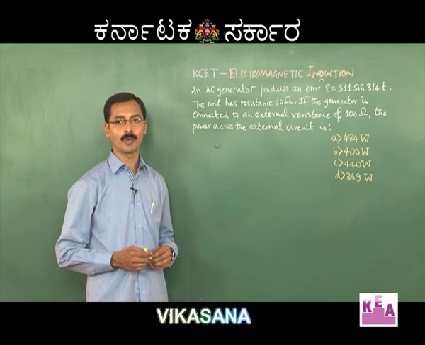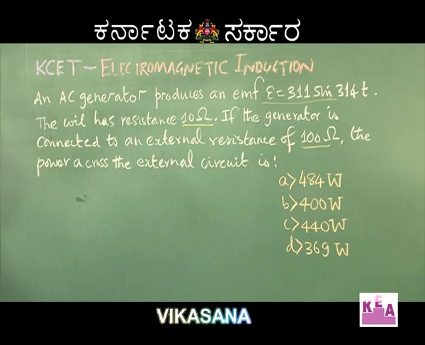Let's solve one more problem on AC generator. An AC generator produces an EMF of E is equal to 311 sin 314t. The coil has a resistance of 10 ohm. If the generator is connected to an external resistance of 100 ohm, the power across the external circuit is 484 watt, 400 watt, 440 watt, 369 watt.